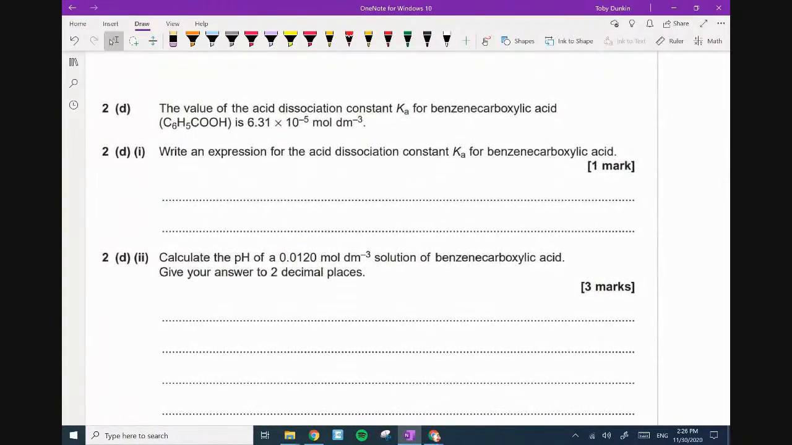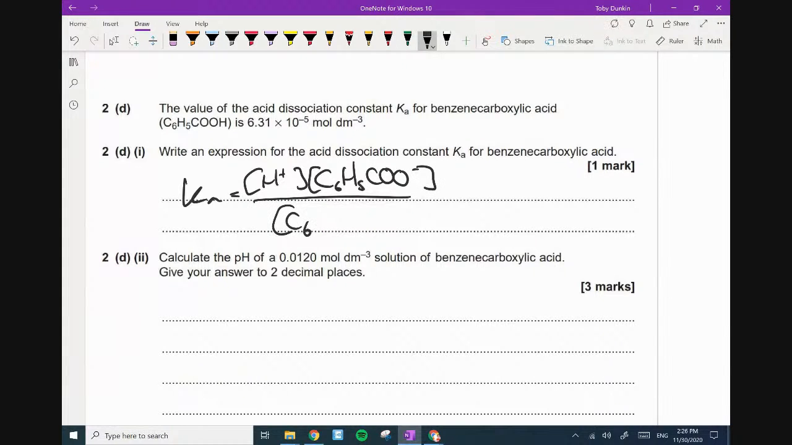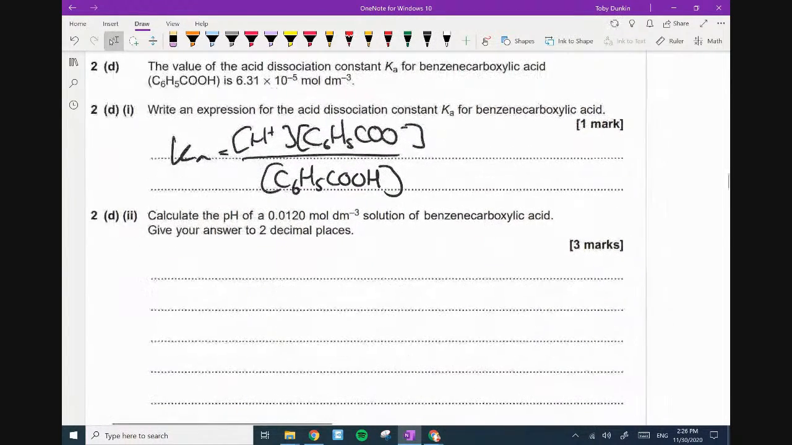The value of the dissociation constant for benzoic acid. Write an expression for the acid dissociation constant Ka for benzoic acid. Ka equals H plus, square bracket. They will penalize you if it doesn't look square, by the way, just warning you in your exam. O minus, all over. And they're doing this because it provides us with our roadmap. Done.